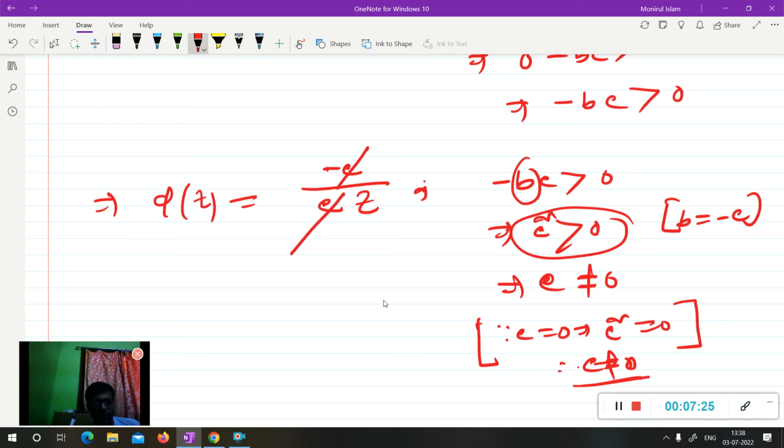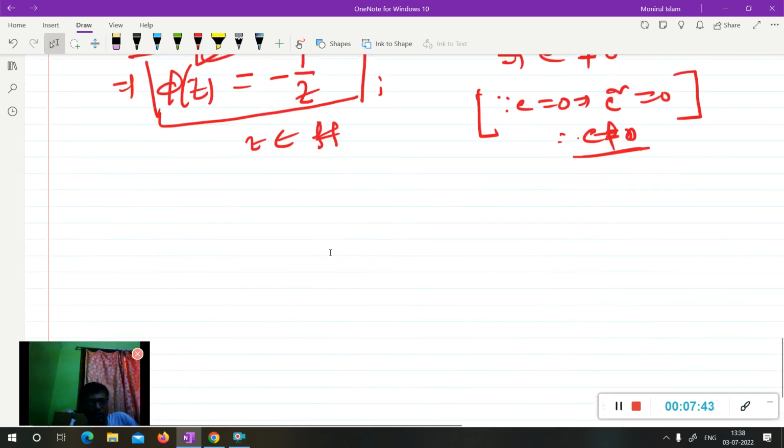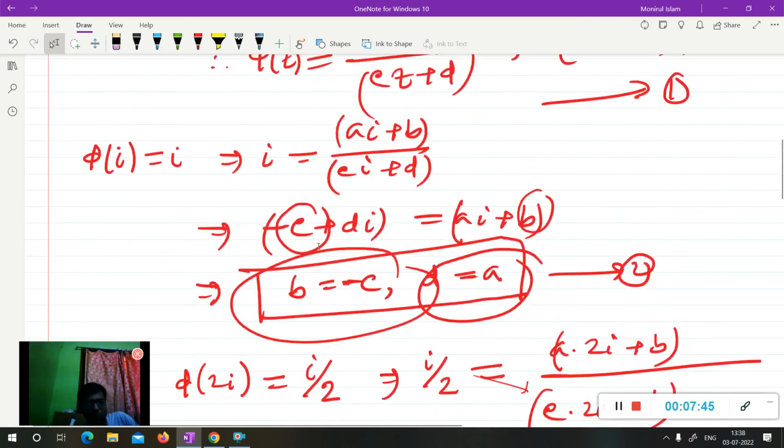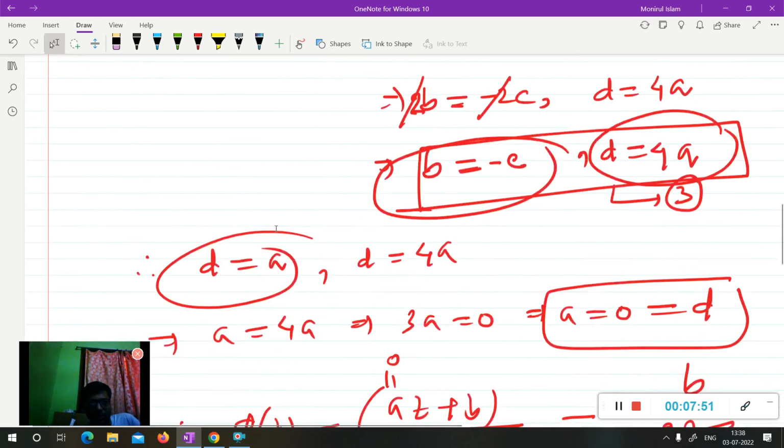So you can cancel this c. So this gives phi z equal to 1 upon z. So the transformation becomes phi z equal to 1 upon z. Now we can find out the value of phi at any point z belongs to the upper plane. So we have to find the modulus of phi at 1 plus i. So find this phi.